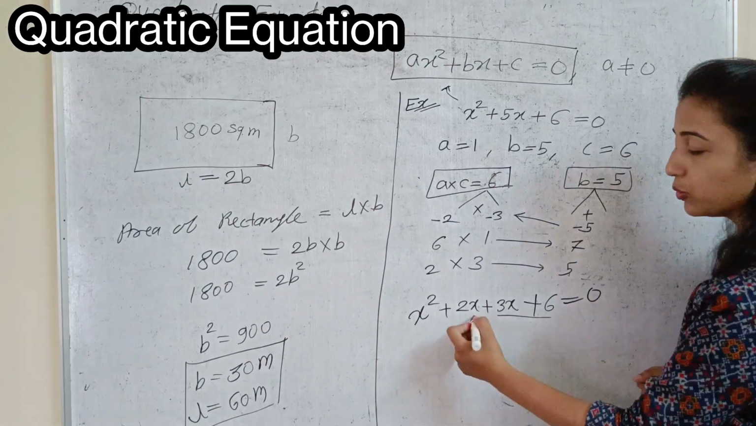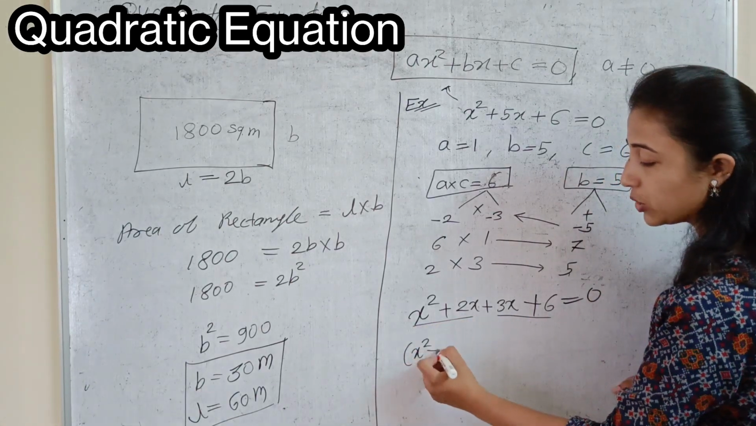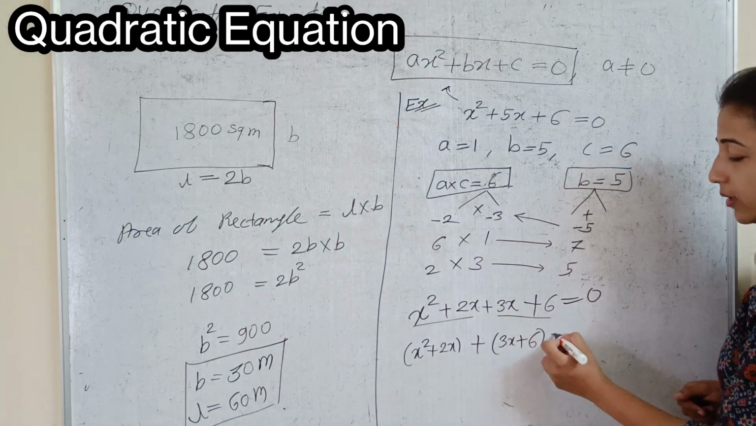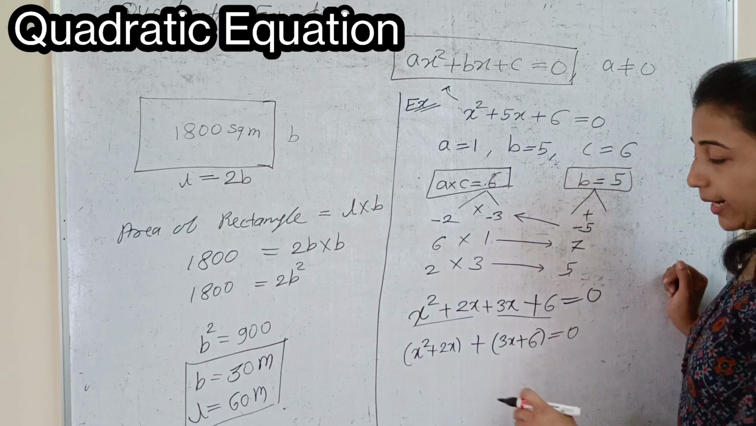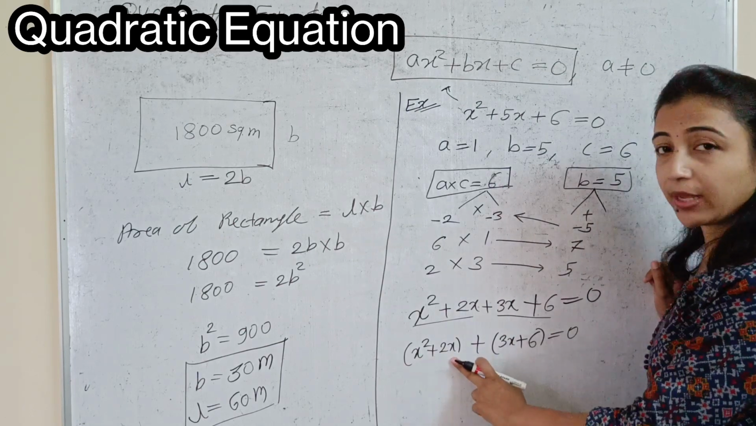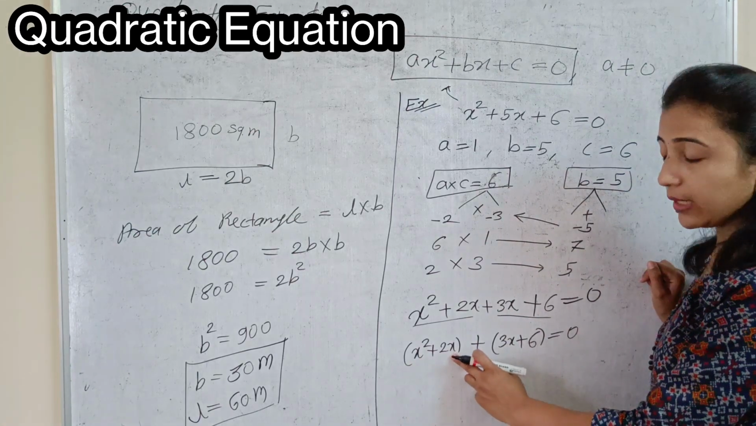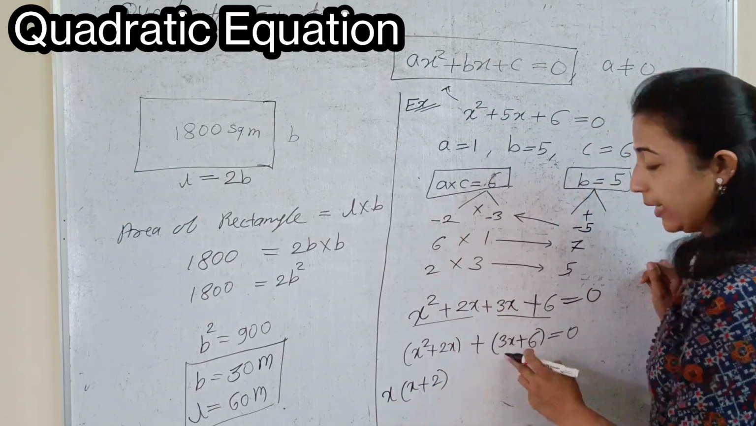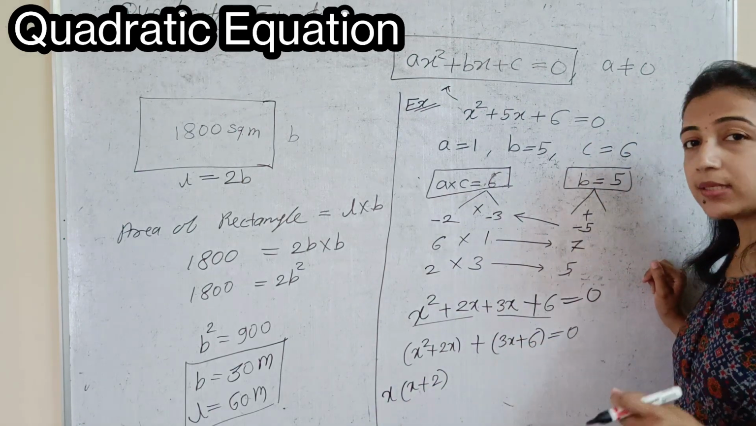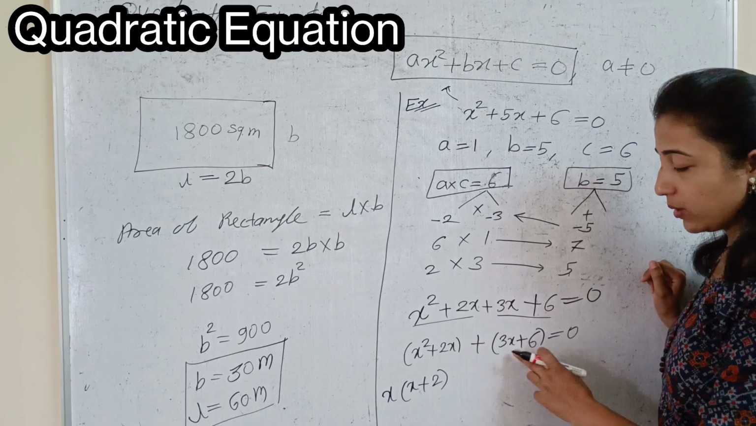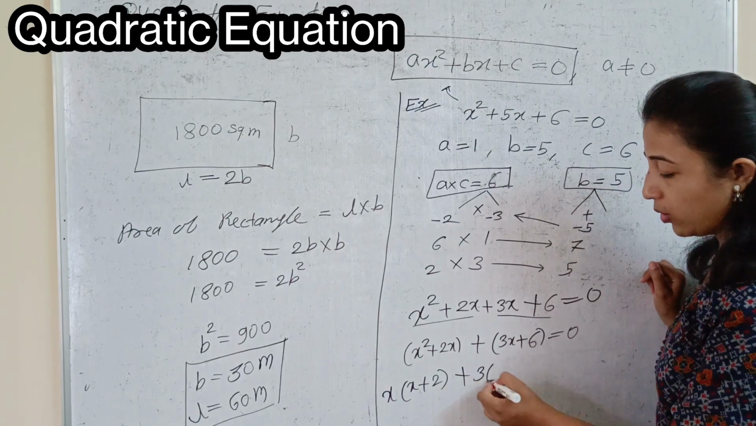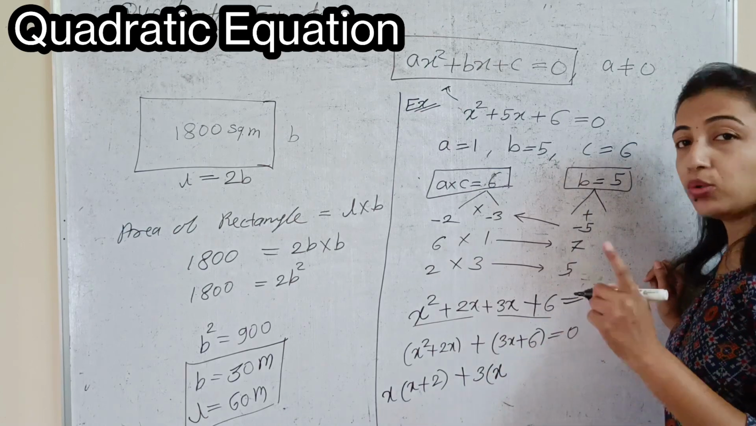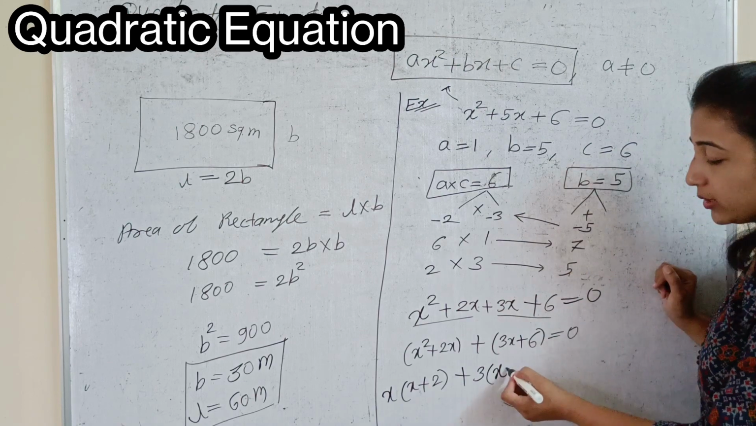Now take the terms in pairs. The first pair is x squared plus 2x and the second pair is 3x plus 6. Now take the common term outside the bracket from each pair. In the first pair both terms contain the variable x, so if we take x common, the remaining is x plus 2. In 3x and 6, 6 is nothing but 3 into 2, so 3 is common. If we take 3 outside, the remaining is x plus 2.